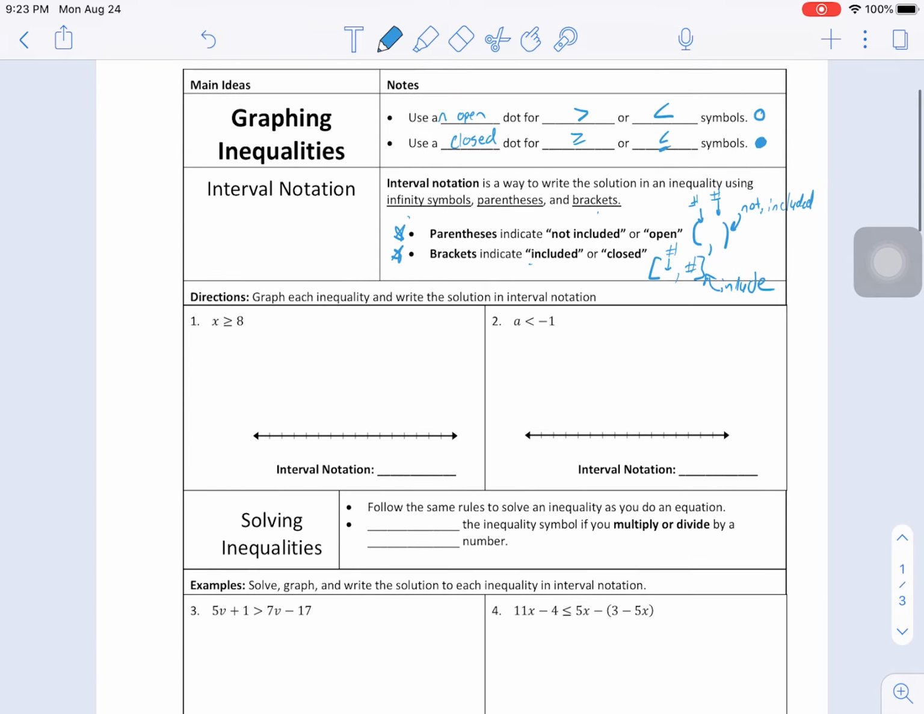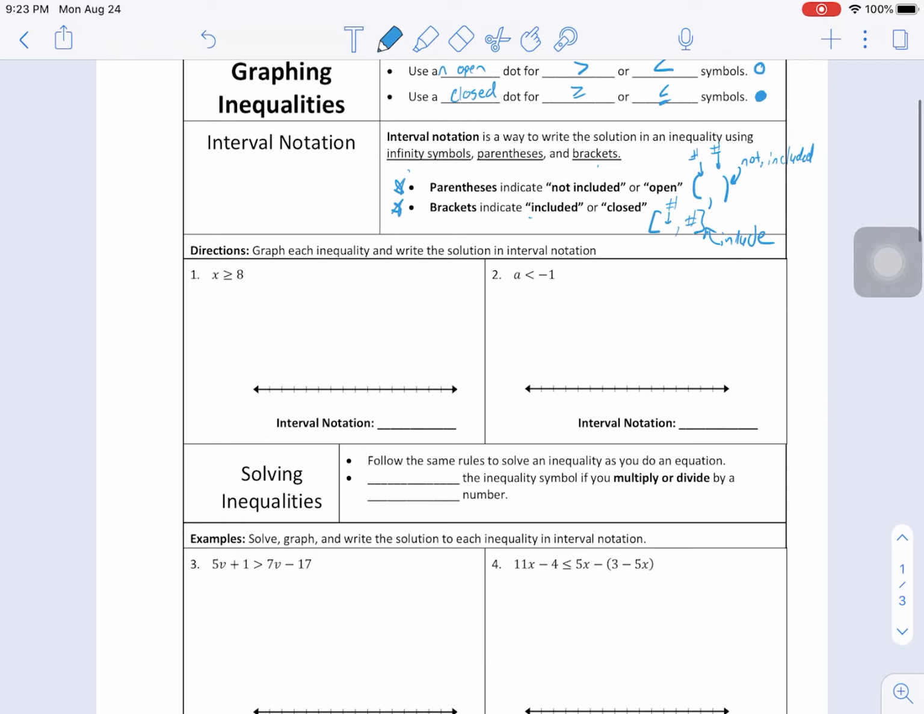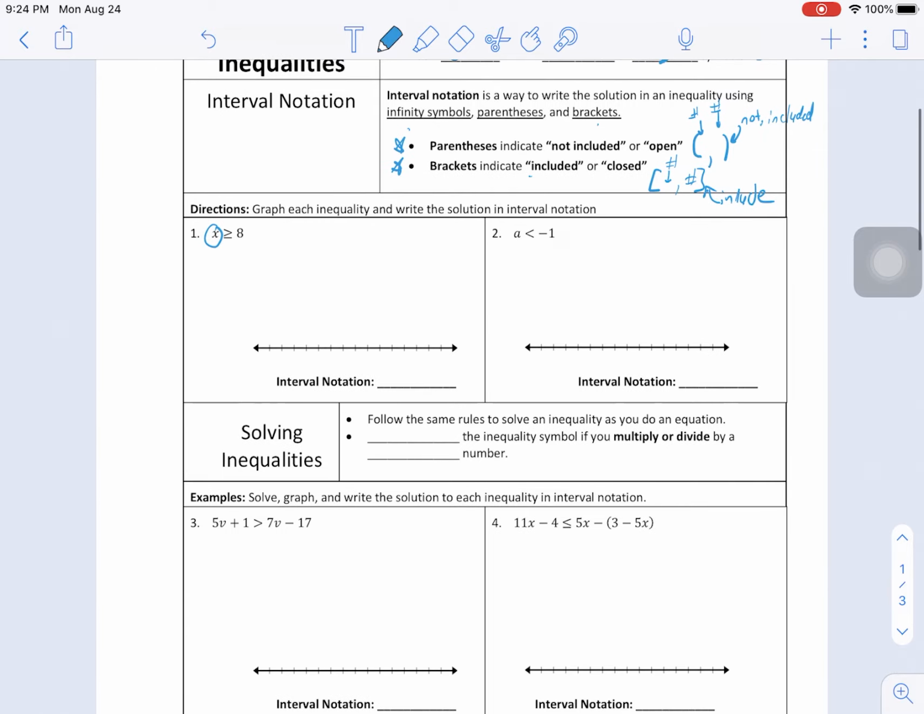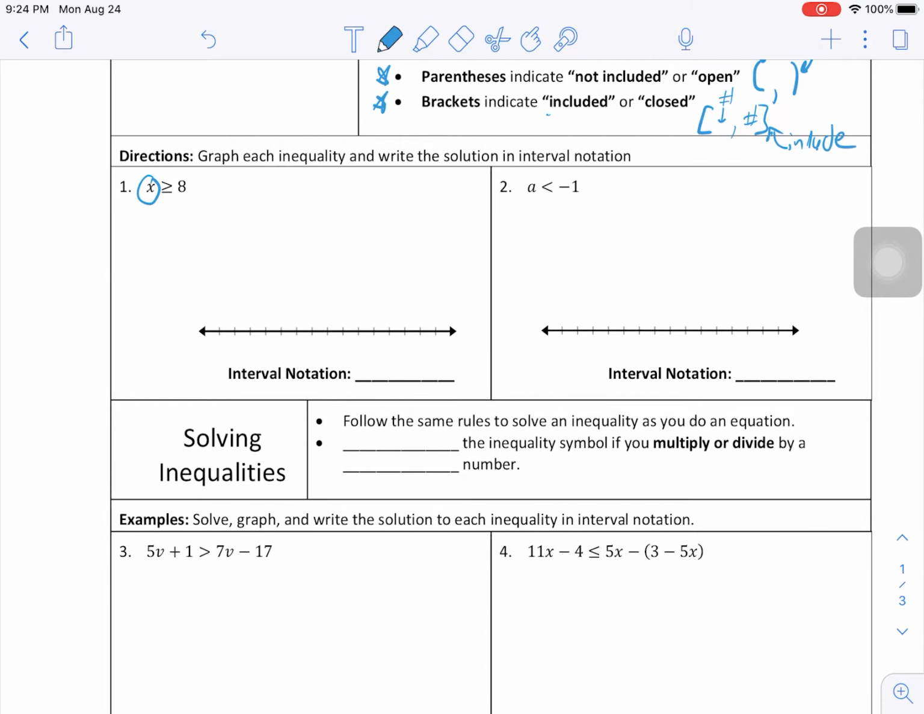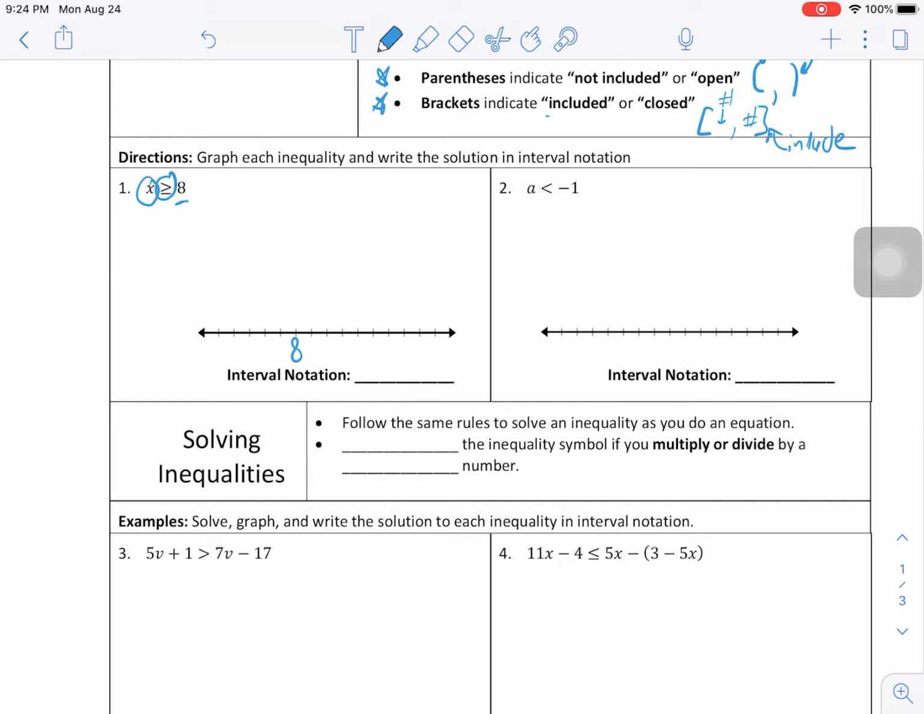So then let's take a look at this. It says directions. Graph each inequality and then write the solution in interval notation. Number 1 says we want all of the x's that are greater than or equal to 8. So then on this number line, it doesn't need to look beautiful. Because there's only one number we're dealing with, just 8, I'm okay if we just use 8. The greater than or equal to sign tells us that at 8 there is a closed circle. And then if we want everything bigger than 8, what we're drawing is all of this stuff to the right of 8, because these are all the numbers that are bigger. We have 9, 10, 11, etc.